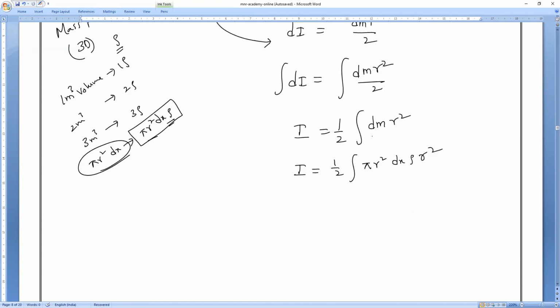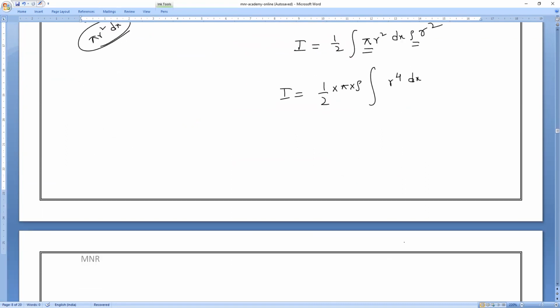Now we know that pi remains constant, rho remains constant. Let me take them outside. So 1 by 2 into pi into rho into r square, that gives r power 4 dx. Now tell me, is it possible to do the integration of r power 4 with dx? No. So let me first find the rho value. What do you mean by rho? Mass per volume.